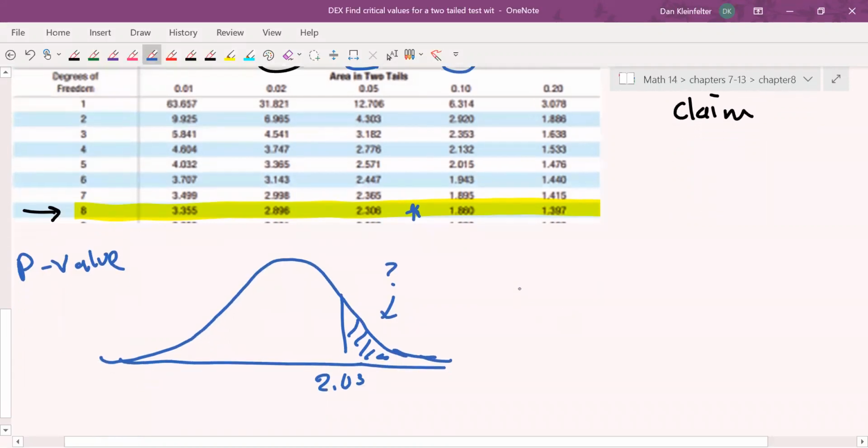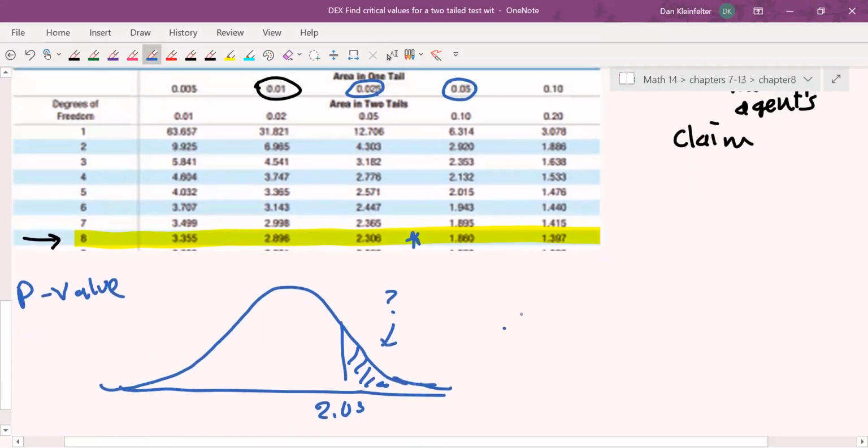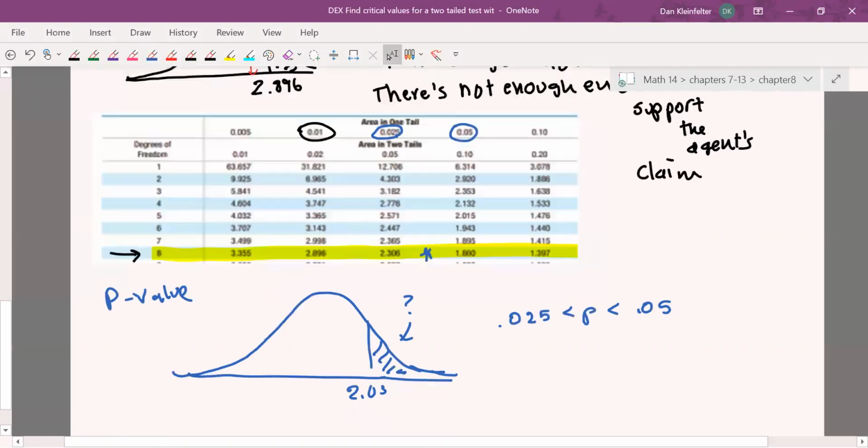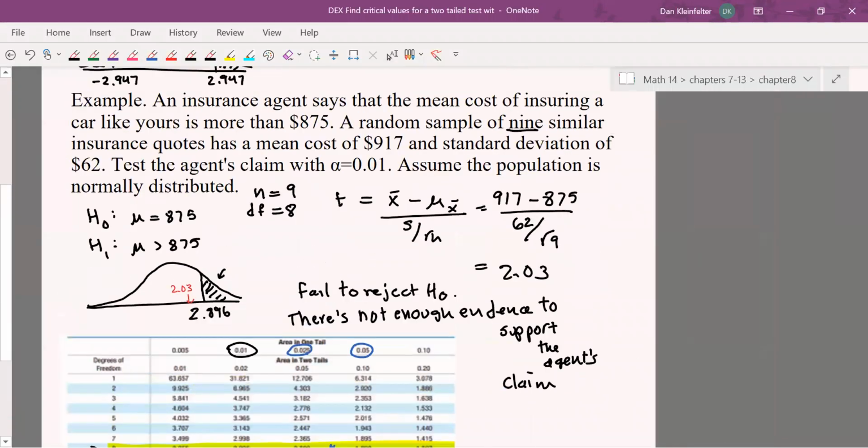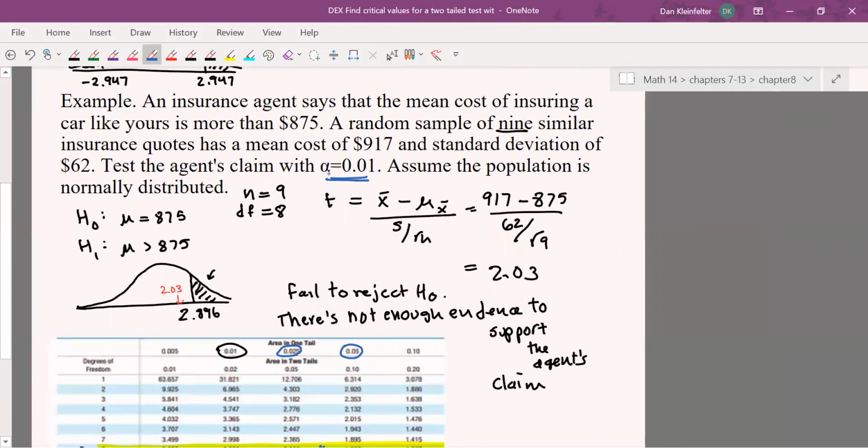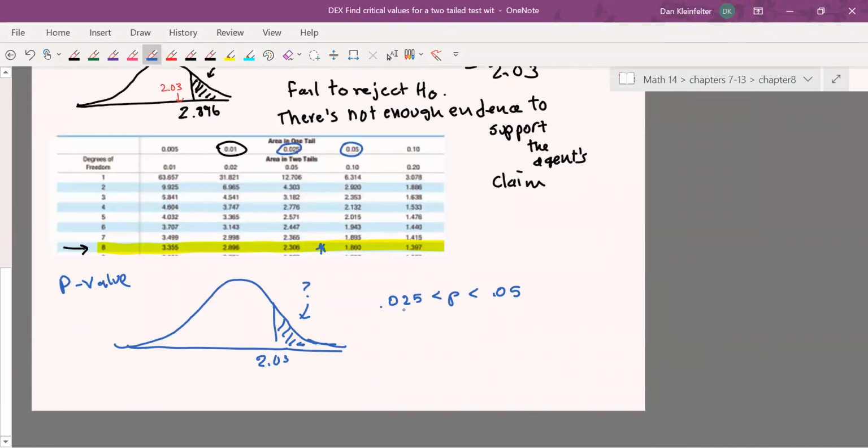So the p-value is between 0.025 and 0.05. Since we were supposed to test this at the alpha of 0.01 level, and we know that p is bigger than 0.025, it definitely has to be bigger than 0.01. So we would fail to reject the H0. Okay, based on that.